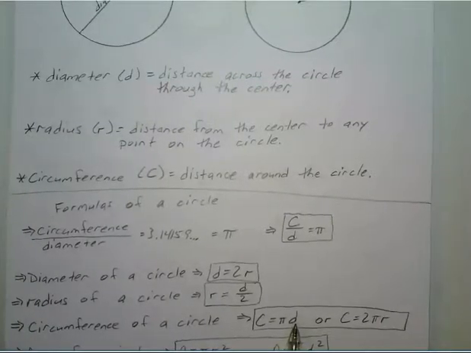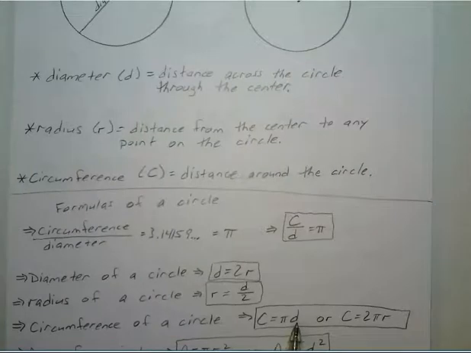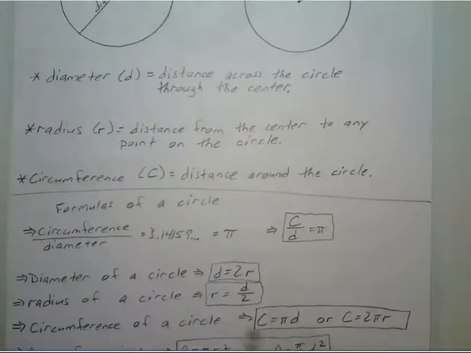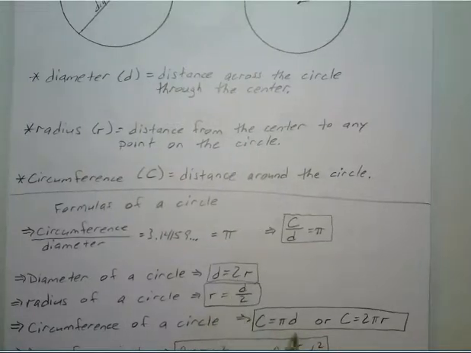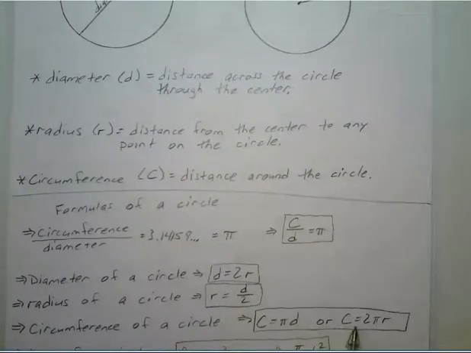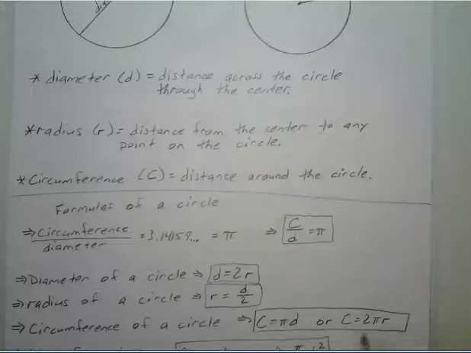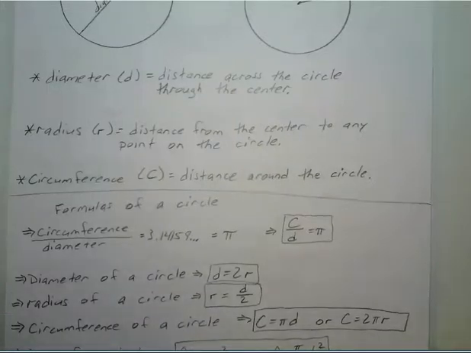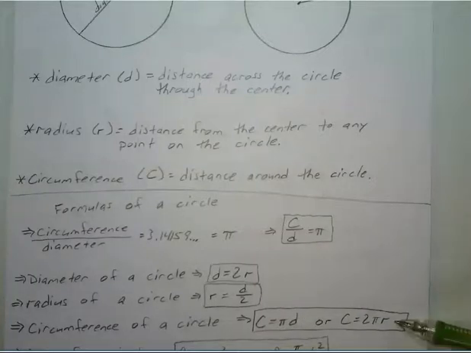But we also know that you're not always given the diameter. Sometimes they give you the radius. And the diameter is 2 times r. So if we replace the diameter with 2 times r, we get the circumference is equal to 2 pi r, or 2r pi, doesn't matter. Okay, so which formula you use all depends on what they give you. If they give you the diameter, you use this formula. If they give you the radius, you use this formula.